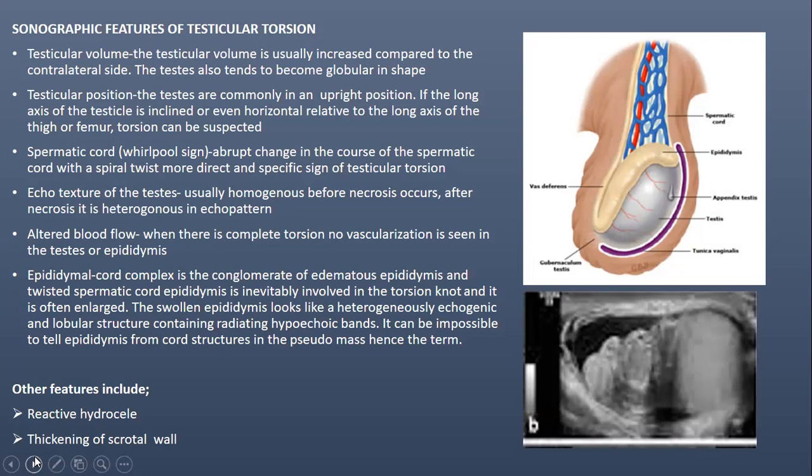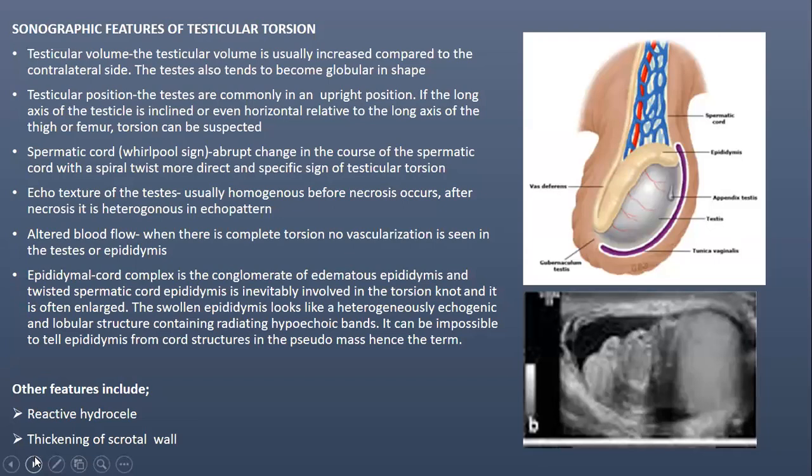Then you can suspect torsion. Then you can also look at something else, which I said, the whirlpool sign, which is the abrupt twisting of the spermatic cord. I'm going to give also the next image. You look at this whirlpool sign. It's like the way you see if you flush water down a toilet, it will move in circles, going down a small hole. So that's what we call a whirlpool sign. The spermatic cord, after twisting, becomes more of a spiral twist. So this is more of a specific sign.